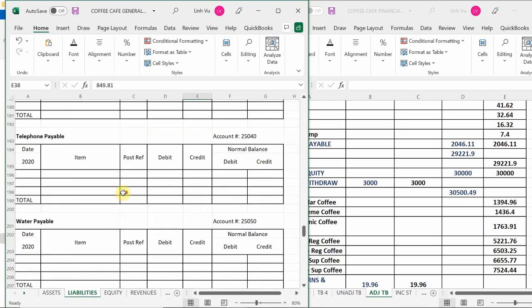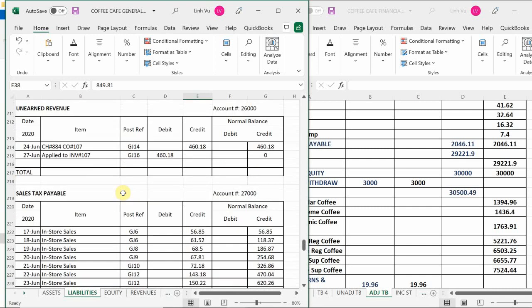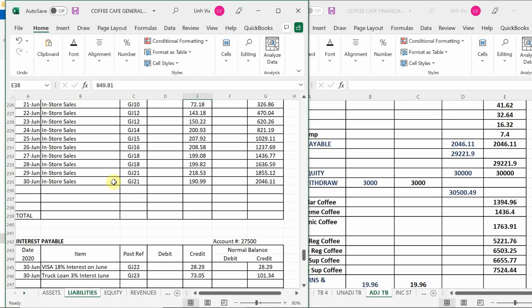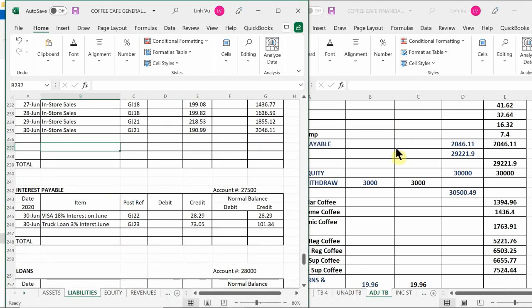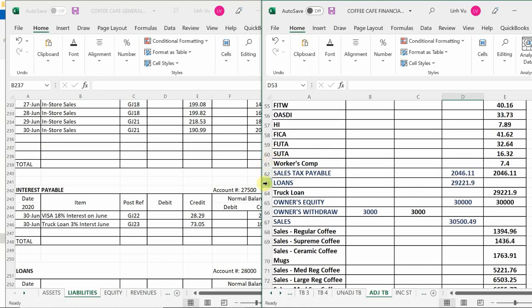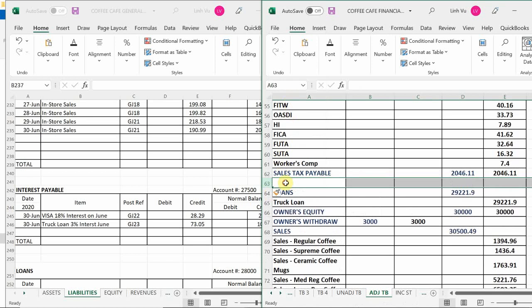Utilities, none yet. Unearned revenue is zero. Sales tax payable, let's see, is it still the same? Sales tax payable is still 2046.11. Then we have interest payable, so we have to include that in there now, right above loans. Interest payable is $73.05.